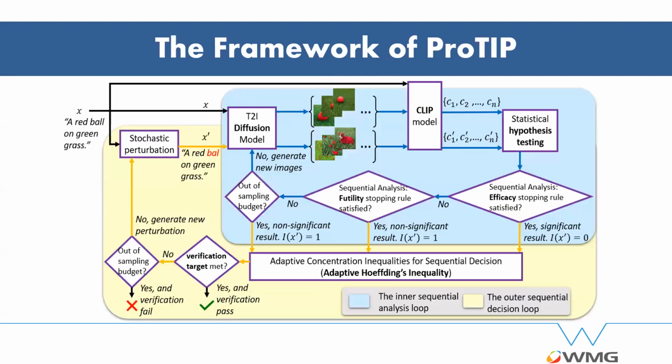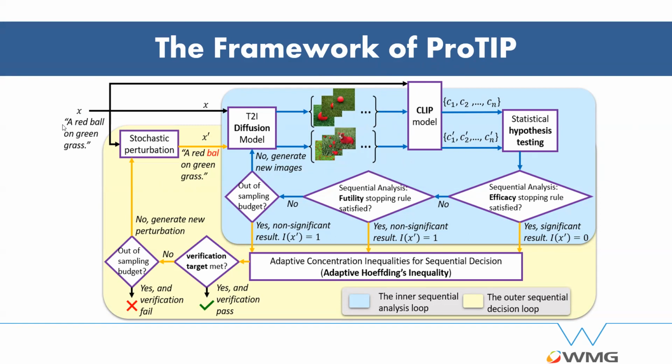We developed a framework called ProTIP to evaluate the probabilistic robustness of text-to-image diffusion models. This framework includes two main parts. The blue one is the inner loop, and the yellow one is the outer loop. The inner loop is used to determine whether a perturbed example is an adversarial example. So I will introduce them in detail.